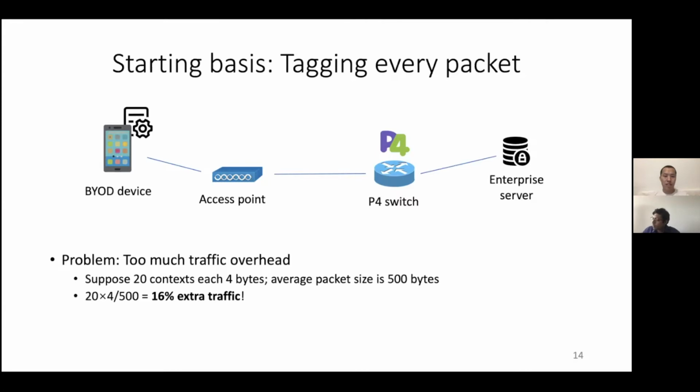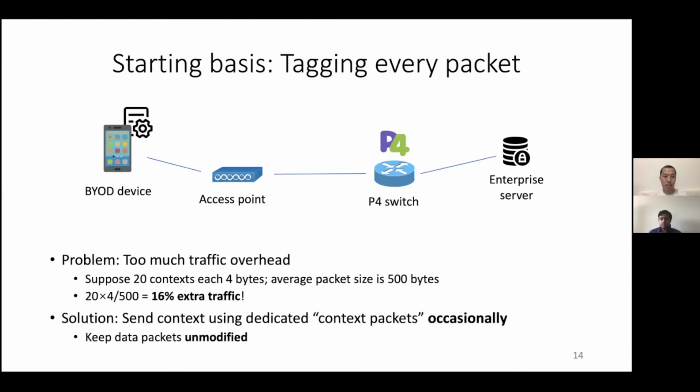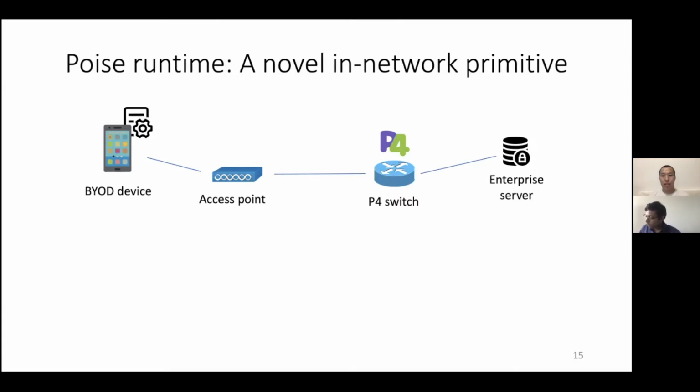So this suggests that we should probably not tag every single packet because of the overhead. Our solution is to send context using a dedicated context packet occasionally instead of tagging every packet. Occasionally also means that we can do that periodically. For instance, we send one context packet which carries the context every 1 second or every half second. And then we can keep the data packets unmodified. So based on this idea, we design a novel in-network primitive to realize this idea.